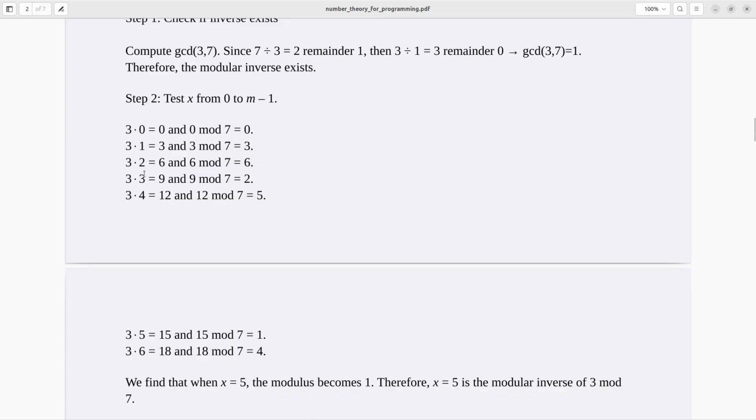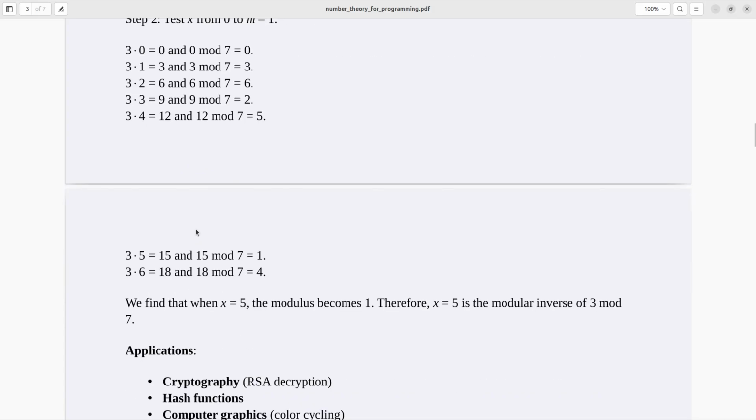So how about x equals 3? When x is equal to 3, a times x is now 9, and 9 divided by 7 is of course having a remainder of 2. It is not 1 yet. How about choosing x equals 4? When x is 4, the answer would be 12, and 12 divided by 7 would have a remainder of 5, which is not equal to 1 yet. So let us try another value of x.